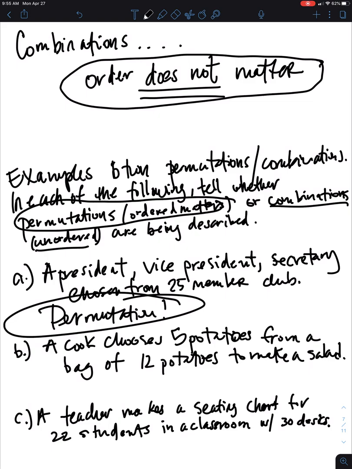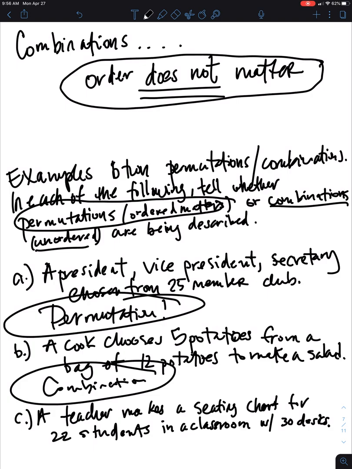B, a cook chooses 5 potatoes from a bag of 12 potatoes to make a potato salad. Okay, so think about it. Does order matter here or does it not matter? Order does not matter. It doesn't matter which 5 potatoes, and it doesn't matter what order they go in. So here we have a combination.